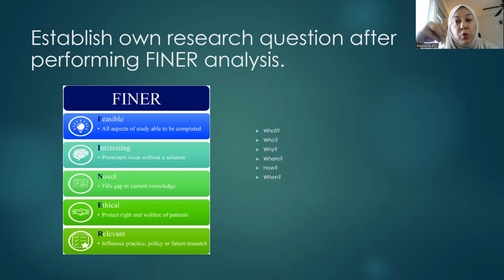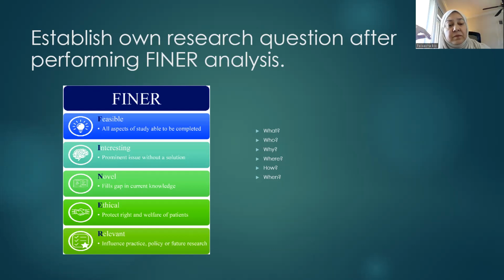Also, wherever I'm doing my research or proposing to do my research, do I have the permission of that organization? Do I have the permission of those patients? So patient consent, patient confidentiality, all of these issues are covered under the ethics part.